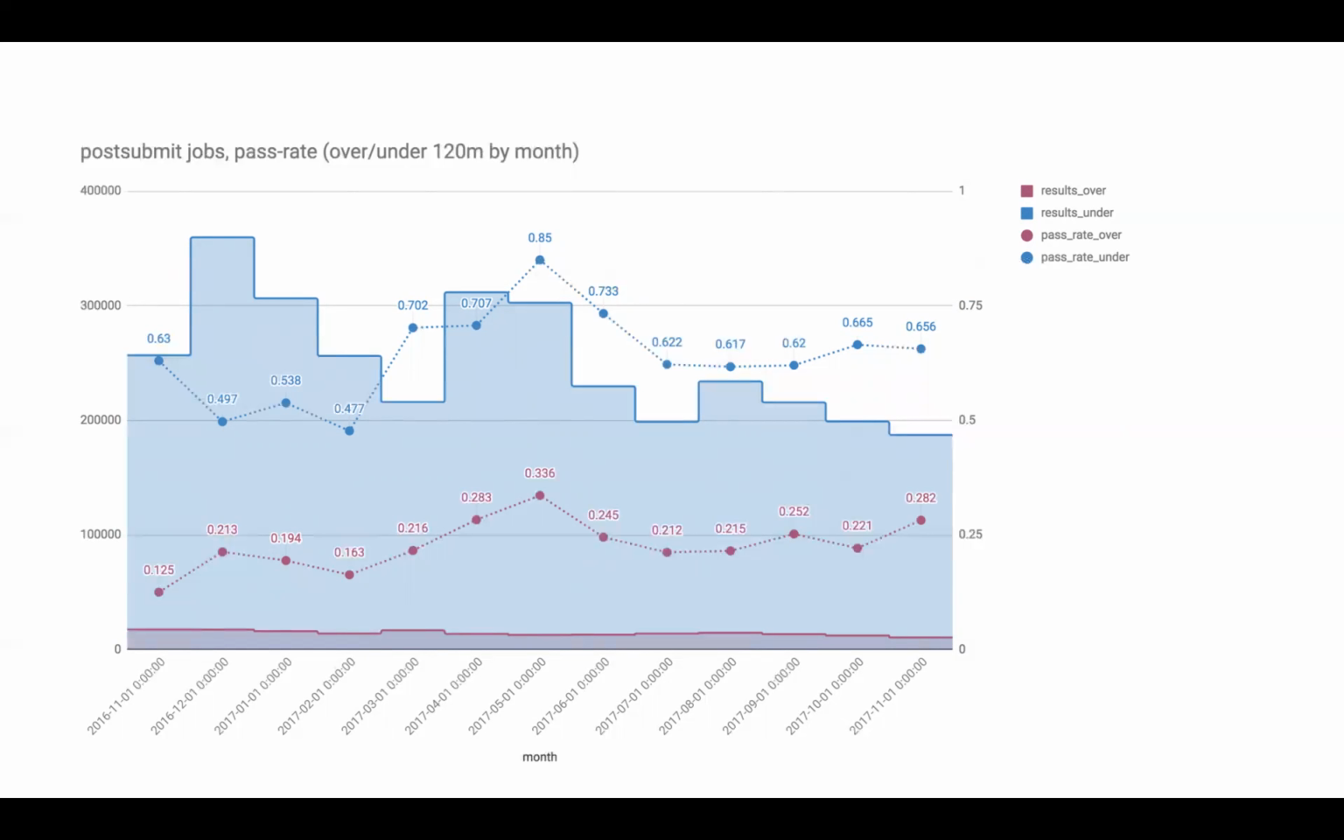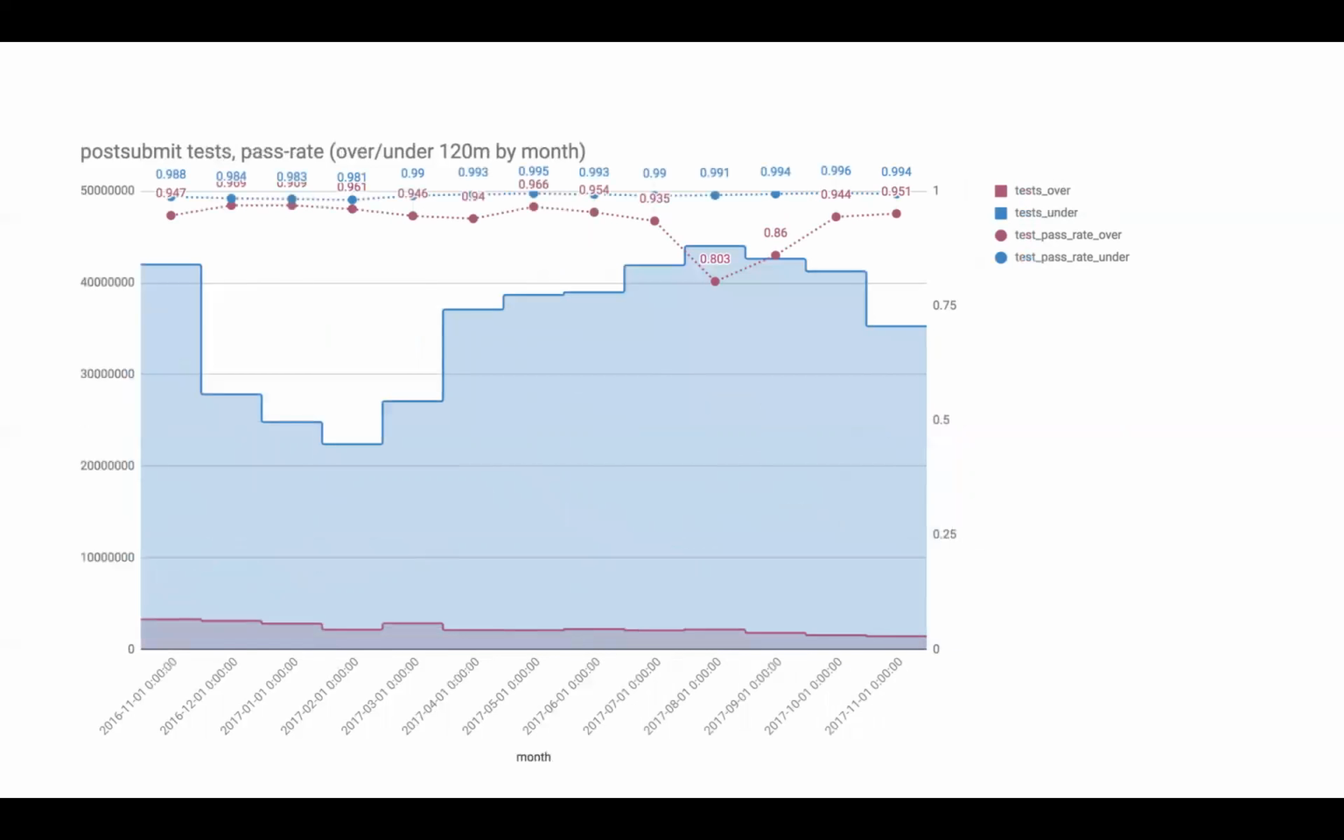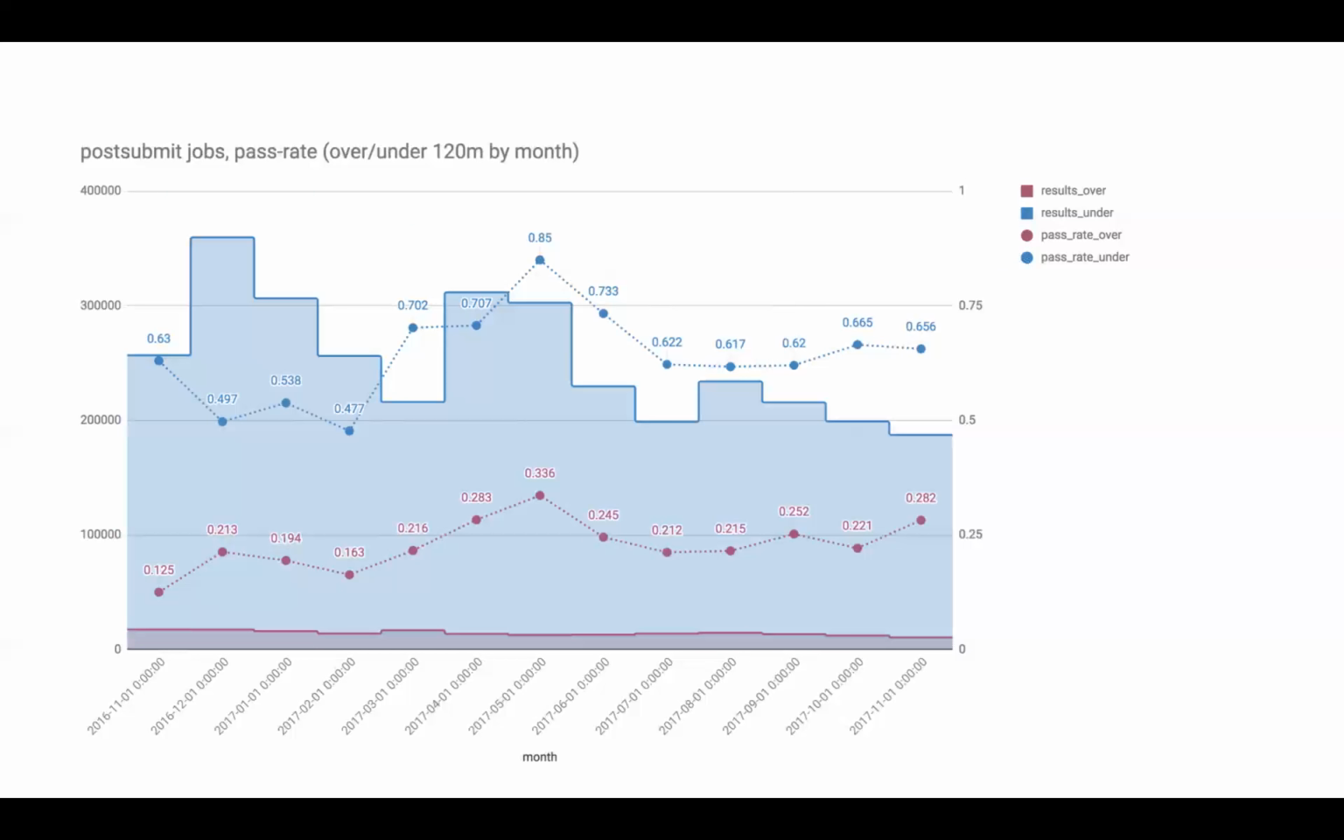And it's a similar story for the test cases, right? I'm not entirely sure what that dip was about in August, but roughly speaking, we're passing a lot of test cases. It's just the jobs themselves, which are the signal we look at for blocking releases and other things.